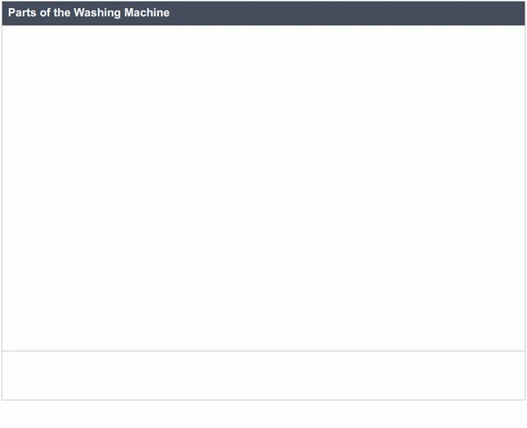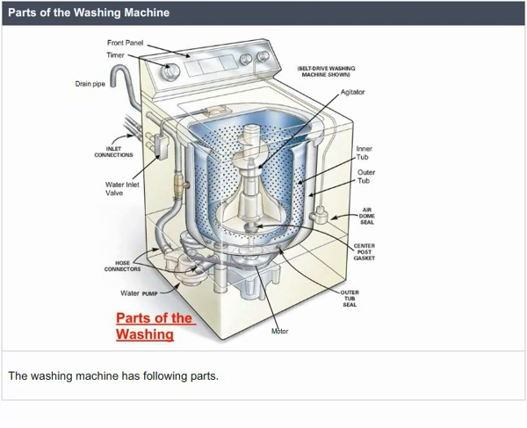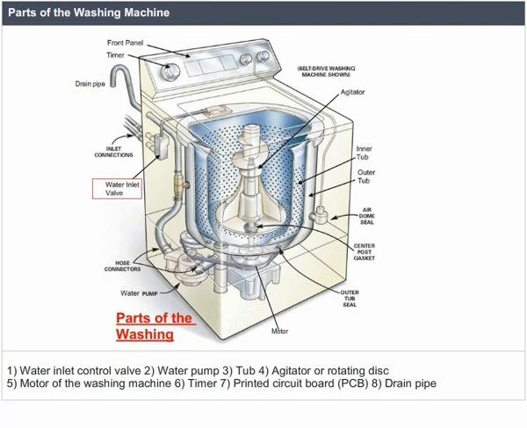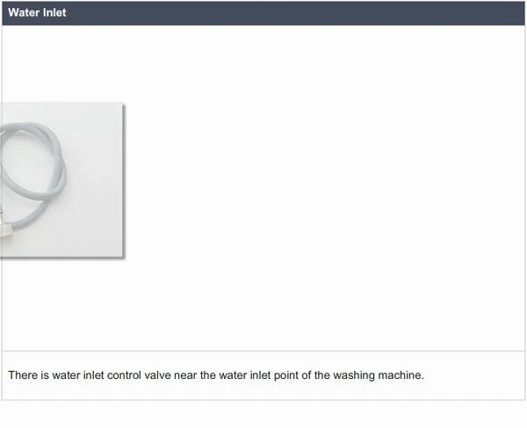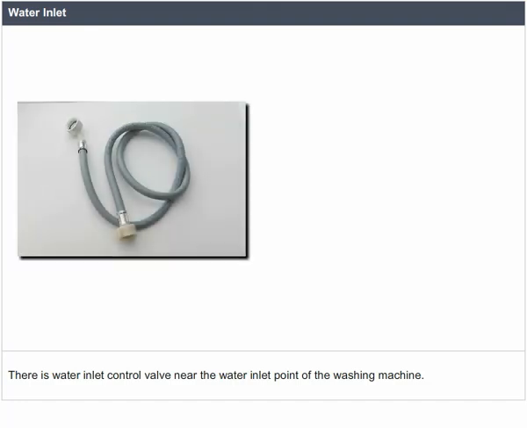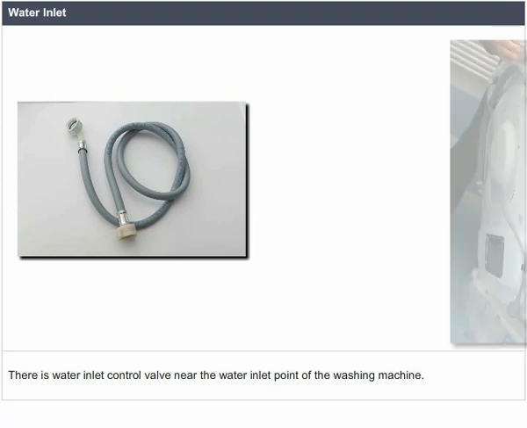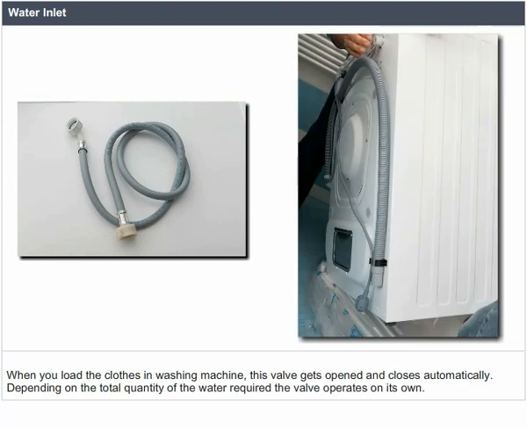Parts of the washing machine. The washing machine has the following parts: water inlet control valve, water pump, tub, agitator or rotating disc, motor of the washing machine, timer, printed circuit board, and drain pipe. Water inlet. There is a water inlet control valve near the water inlet point of the washing machine. When you load the clothes in the washing machine, this valve opens and closes automatically. Depending on the total quantity of water required, the valve operates on its own.